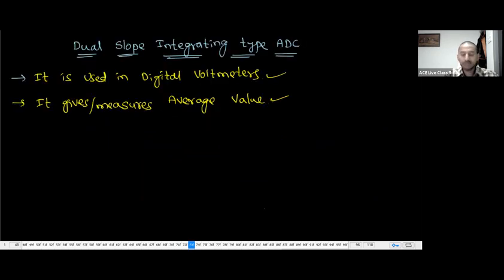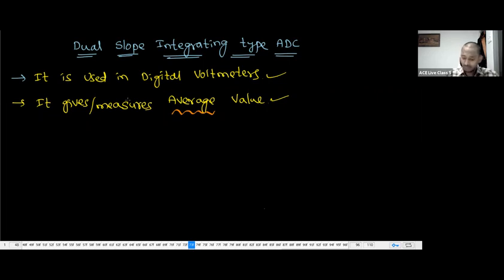So kindly concentrate. Dual slope integrating type ADC. It is used in digital altimeters generally. But sir, it gives or measures the average value. Sir, how can you say that it measures the average value? I'm going to prove it with a complete block diagram explanation. In GATE also, in very rare cases for electrical people, but a chance may be there, a miscellaneous topic.